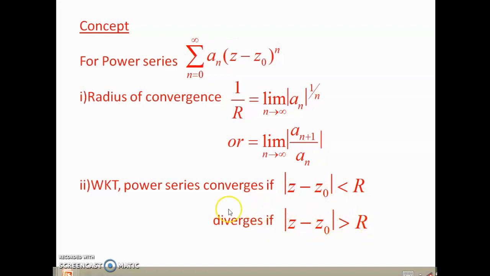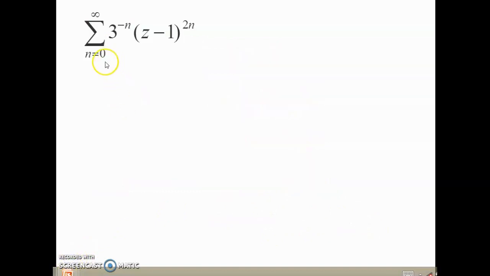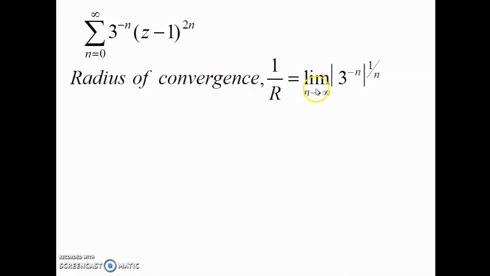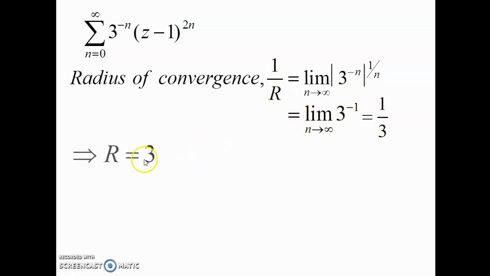So we'll go into the question. We are given the power series sigma n is equal to 0 to infinity 3 power minus n into z minus 1 whole power 2n. First of all, we are finding its radius of convergence by using the first formula. So 1 by r is equal to limit n tends to infinity modulus 3 power minus n whole power 1 by n. When we simplify this, we'll get limit n tends to infinity 3 power minus 1. Here it doesn't contain any n term, so this is a constant. So this is equal to 1 by 3. So we'll get 1 by r is equal to 1 by 3. Therefore, r is equal to 3.